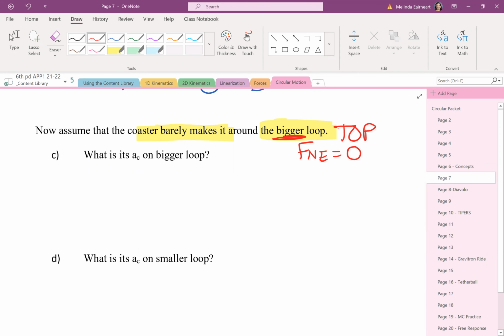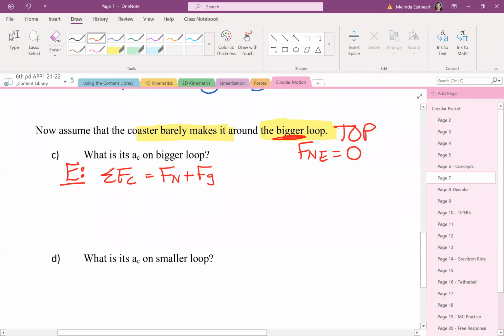And so what is the centripetal acceleration on the bigger loop? And remember that inverse relationship. We'll use that inverse relationship to get the centripetal acceleration on the smaller loop. And so look at part E or scenario E. We've got that F net statement we already wrote, and it was Fn plus Fg. But now knowing that you barely make it around, Fn minimizes to 0.